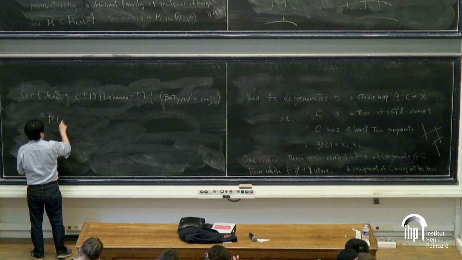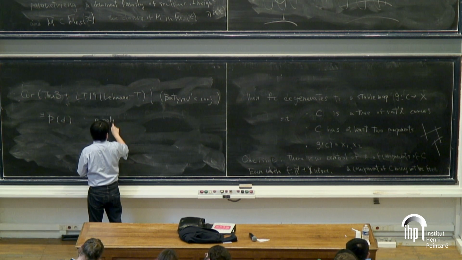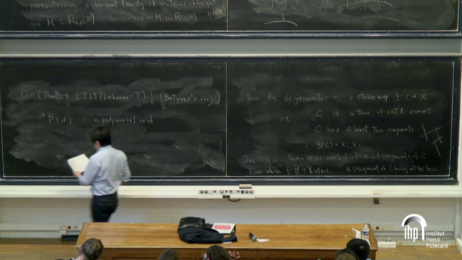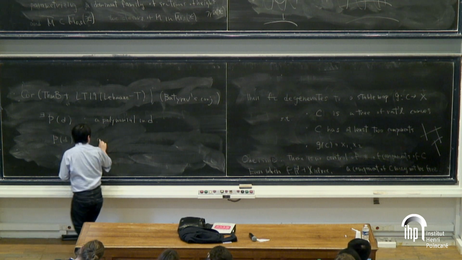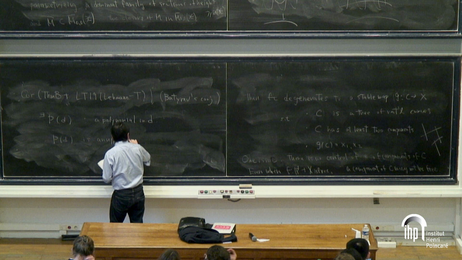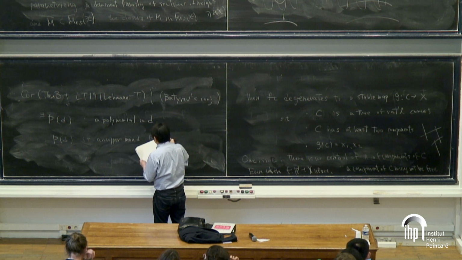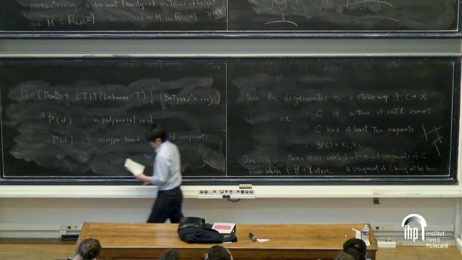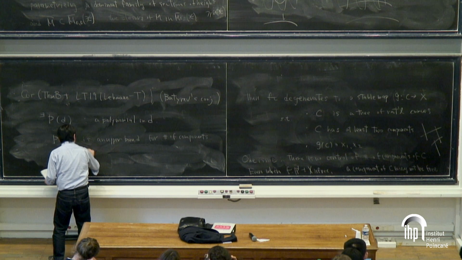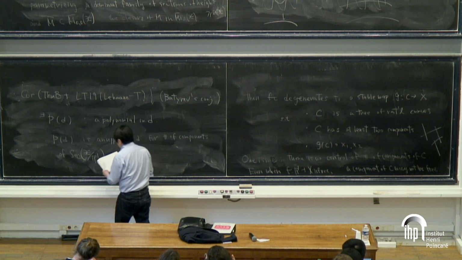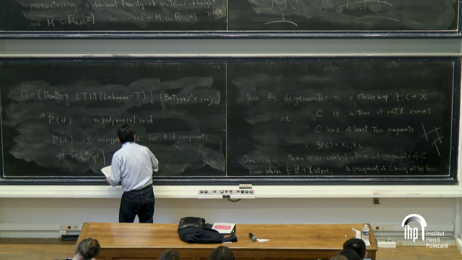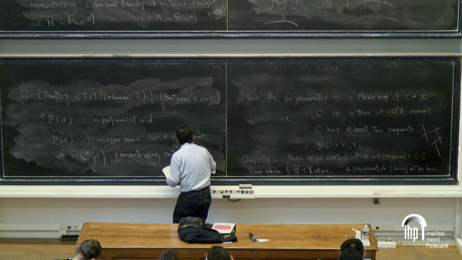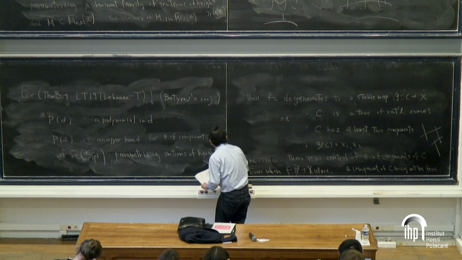So what's the Batyrev conjecture? There exists some polynomial P_d such that P_d is an upper bound for the number of components of the space parameterizing sections of height less than or equal to d.